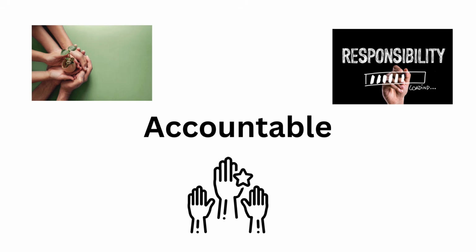The next word is accountable. You can think of responsibility or to be responsible. And if you can't remember, you can think of the image on the top left corner of taking care of a plant. You have to be responsible or accountable for watering it and making sure it gets enough sunlight to grow.